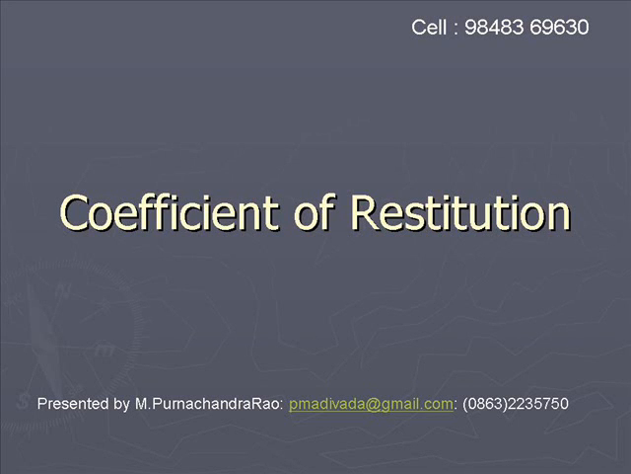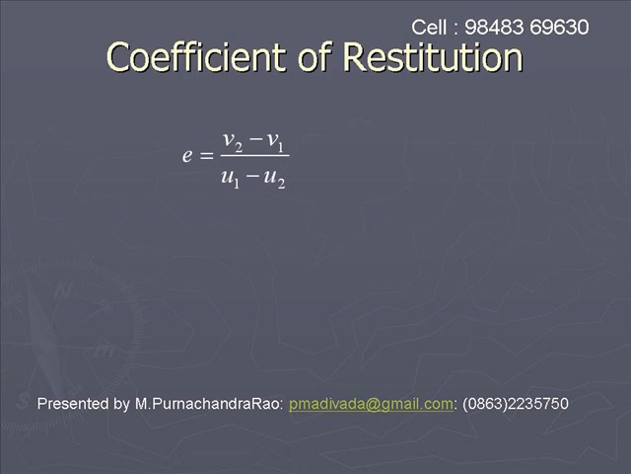Coefficient of restitution. Mathematically, it is given by E is equal to (v2 minus v1) by (u1 minus u2). v2 minus v1 is the relative velocity of separation of the two bodies after collision.